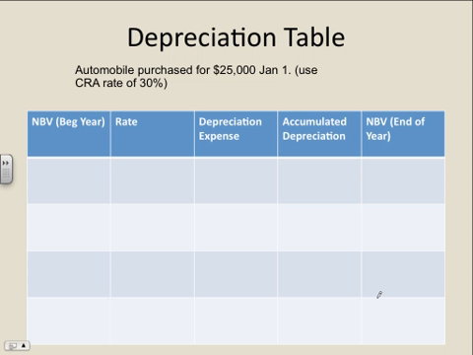Let's look at it in a table. It's much easier. Okay, so we have an automobile purchased for $25,000. Use a CRA rate of 30%. So 30% is going to be our rate every year. I encourage you to make these tables every time. So here's our years.